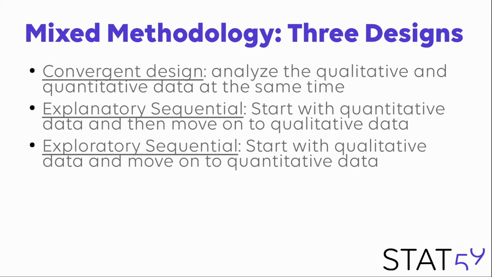Sometimes we use an explanatory sequential series. Here we're starting with quantitative data and then move on to qualitative data. Perhaps in this case, we would start by looking at some numbers as far as the amount of aid that came in and the amount that went out. Often what happens is we then look and we find something unusual in the quantitative analysis, and then we move on to ask why. And that's where the qualitative study comes in.